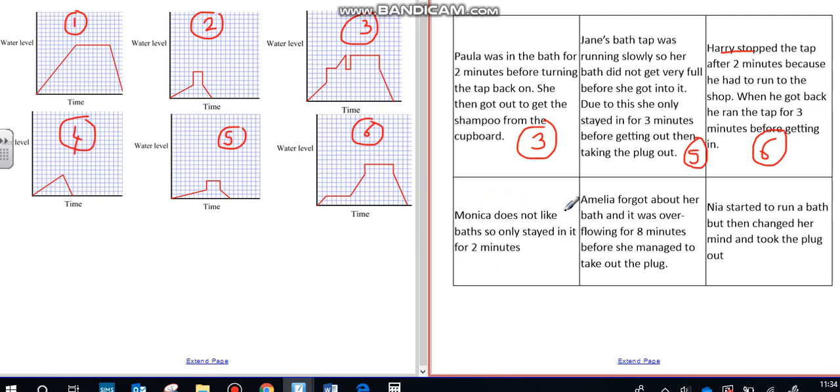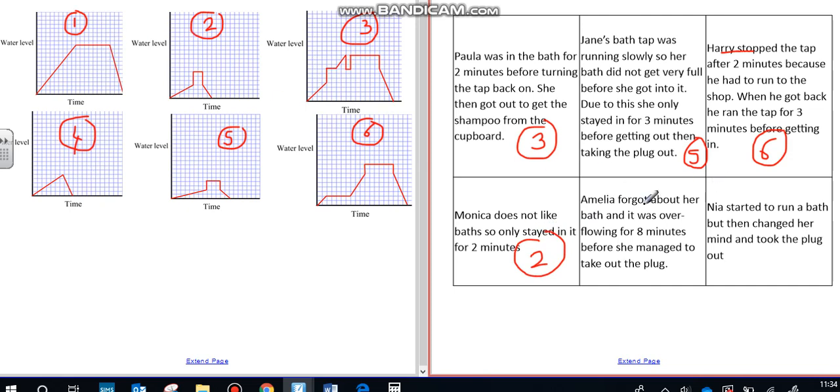Okay, Monica does not like baths, so only stayed in for 2 minutes. So we're looking for a flat top of 2 minutes. Well, that's this one here, just 2 minutes staying in. Okay, so that's graph 2. So what have we got left? We've got graph 1 and 4, okay, to compare.